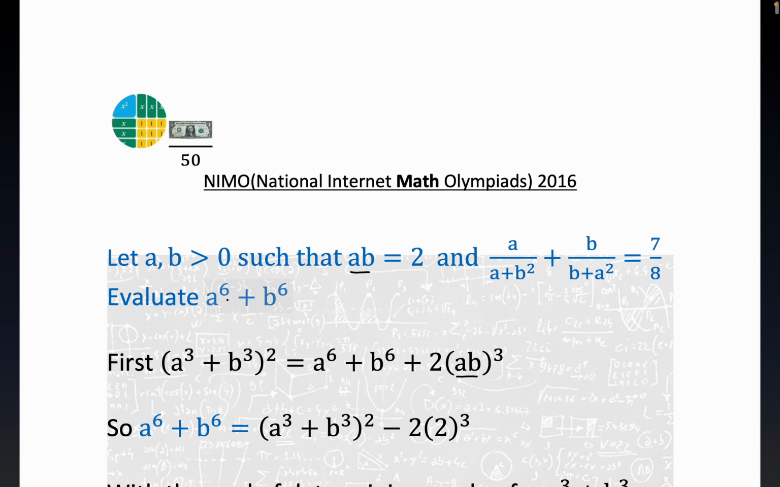Okay, so we are looking to come up with a number for a to the 6 plus b to the 6. So just rearranging this expression, we get a to the 6 plus b to the 6, what we're looking for, algebraically isolated. But notice we know this much already. This number here would be 16, minus 16. So all we have to do is find a cubed plus b cubed.